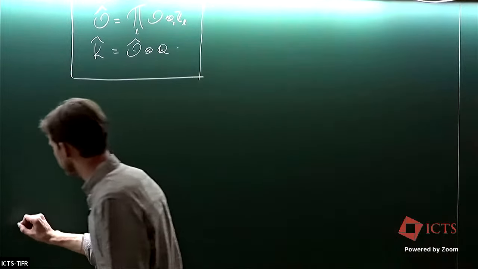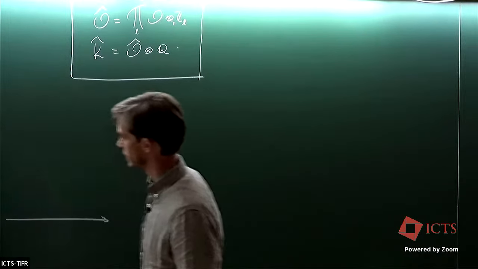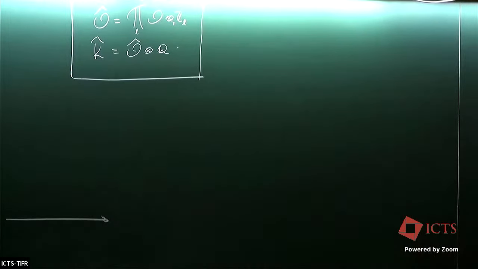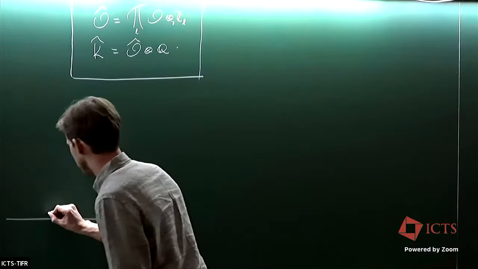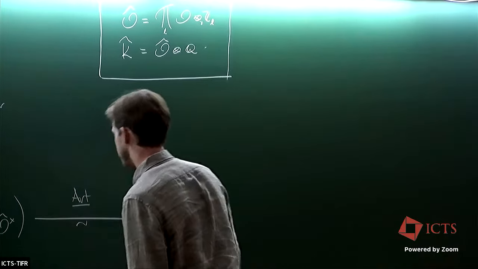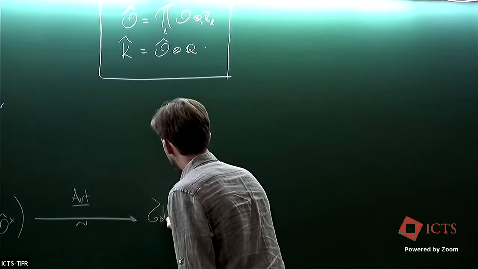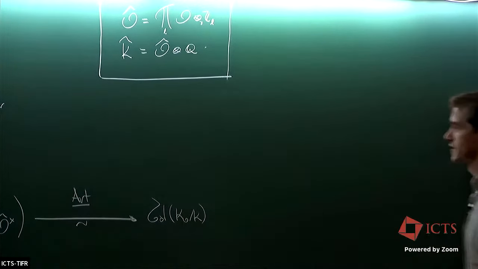And class field theory gives you actually, for every finite index open subgroup that you take of that adele class group, a corresponding quotient. This is called the Artin map. It's an isomorphism with the Galois group of some finite abelian extension of K. And that's the abelian extension that I've called K_O.